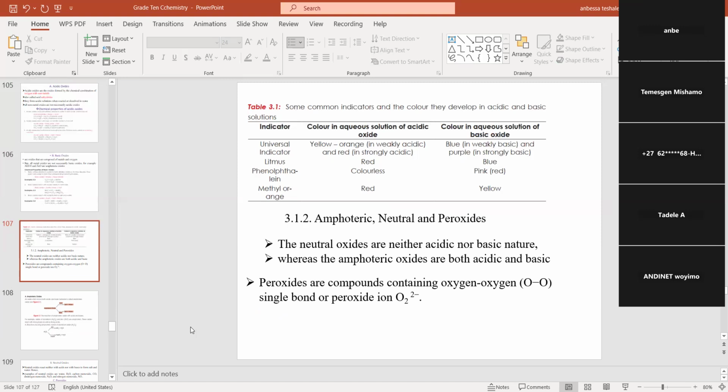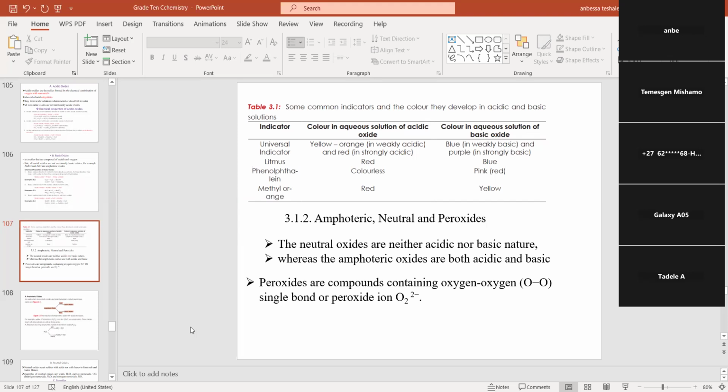How? By showing a color change. For example, if you insert universal indicator in acidic oxide, the color of universal indicator is changed from yellow to what? To the orange in acidic oxide. If the acid is weak, it becomes orange. If the acid is strong, it becomes red.